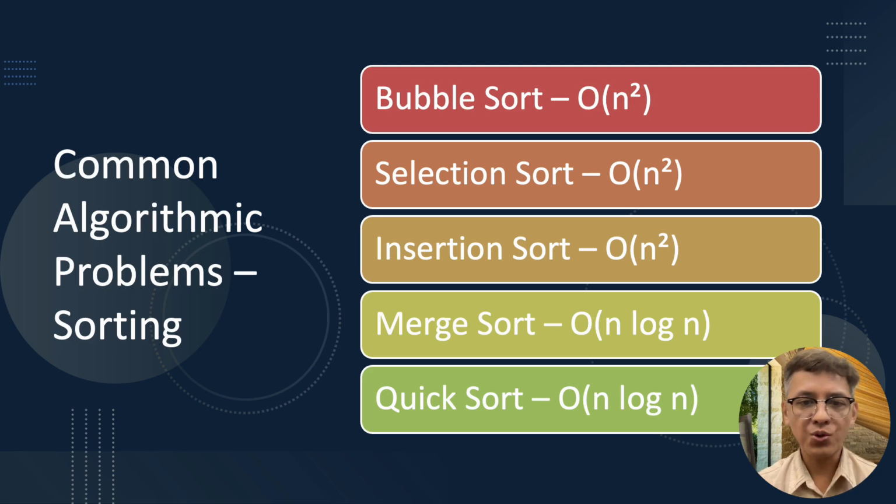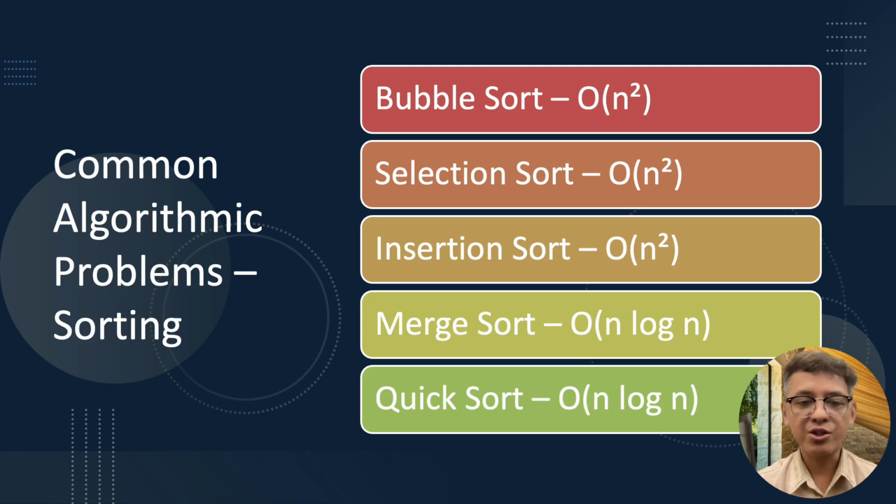Then the selection sort. This algorithm selects the smallest element and places it in the correct position, then repeats for the remaining elements. So like bubble sort, it's simple but slow.